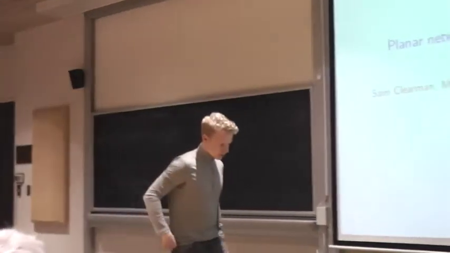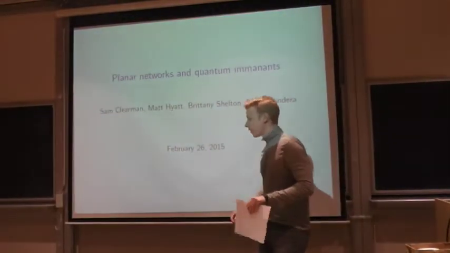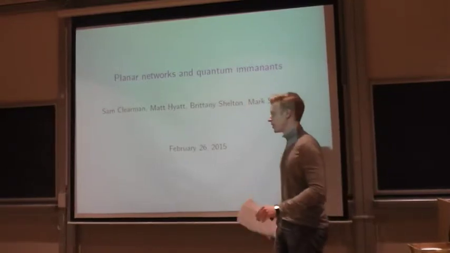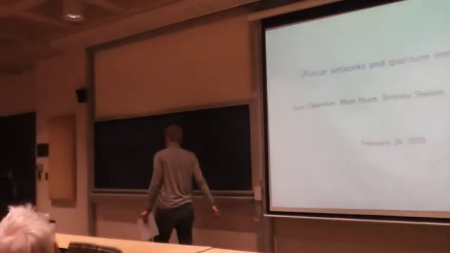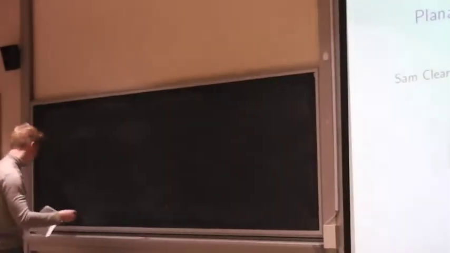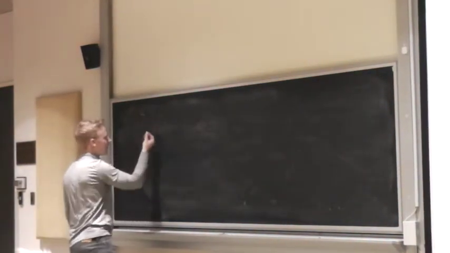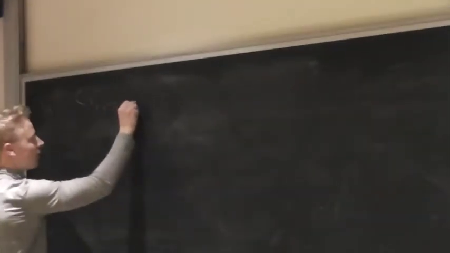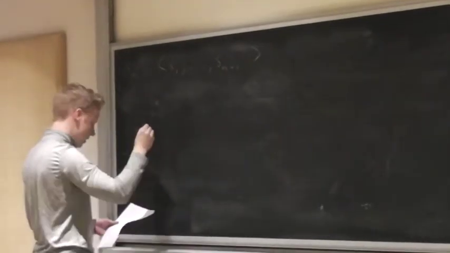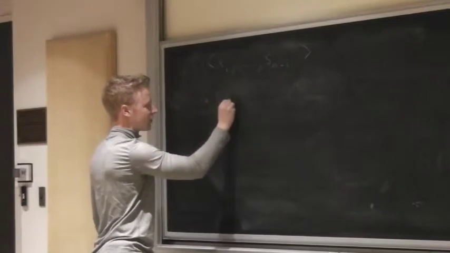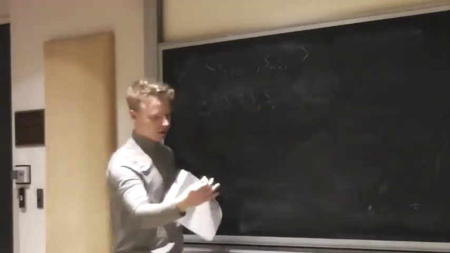Thank you. So before I start talking about quantum immanents, I thought I would go over what classical immanents are. So we'll start by defining the symmetric group. We can define the symmetric group S_n to be the group generated by n-1 generators, with the relations: these generators commute if they're far enough apart.